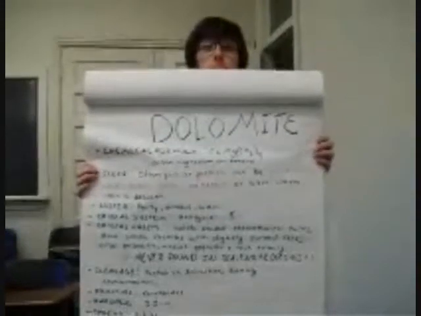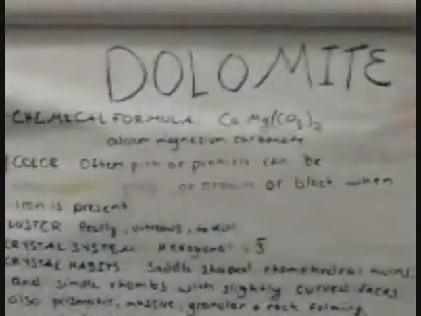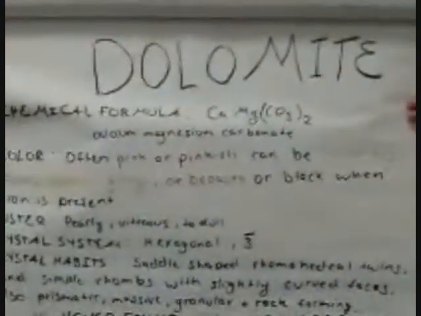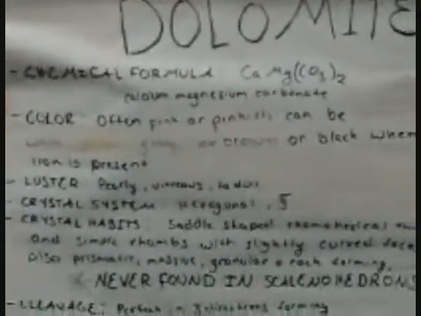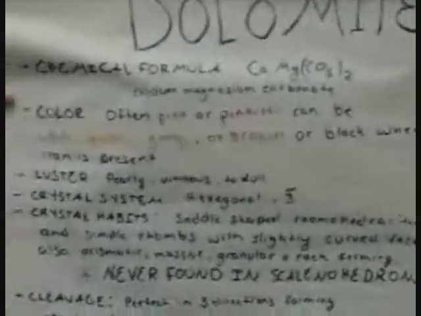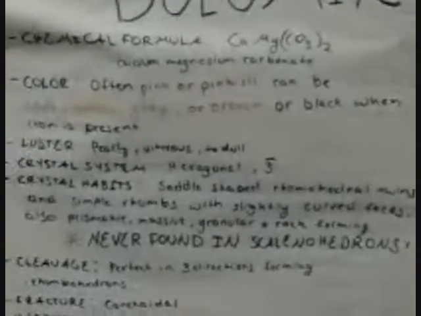Finally, a note on dolomite. Dolomite is quite similar to calcite, other than in its chemical formula. It has magnesium, so it's calcium magnesium carbonate instead of calcium carbonate. Colors are about the same. It's often pink or pinkish, and it can be colorless, white, yellow, gray, brown, or black.